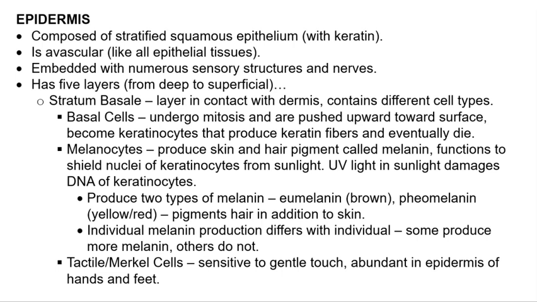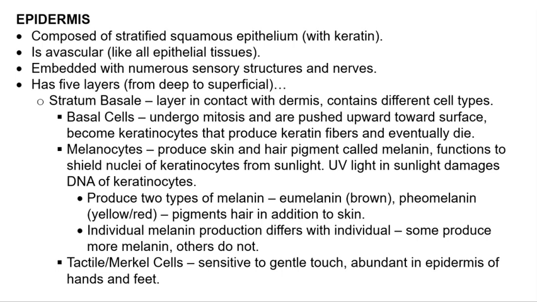The stratum basale contains several different cell types. The basal cells are the most numerous of the cells that are found within the stratum basale. They function to undergo mitosis, and new basal cells are pushed upward towards the surface of the tissue. And eventually those basal cells become a cell type called a keratinocyte that produces the keratin fibers and eventually dies and forms a protective layer of dead cells at the top of the tissue.